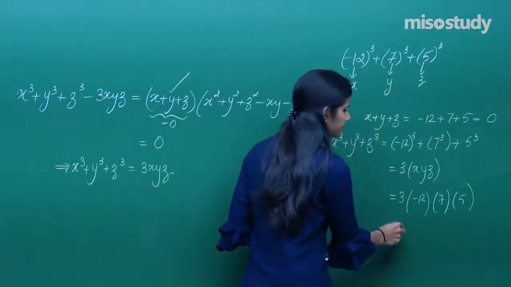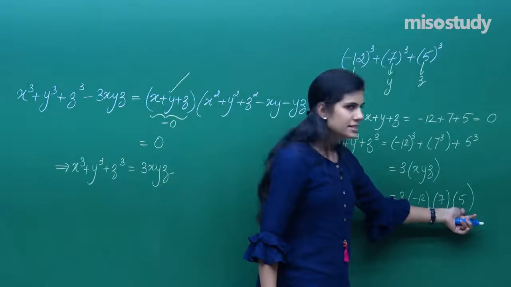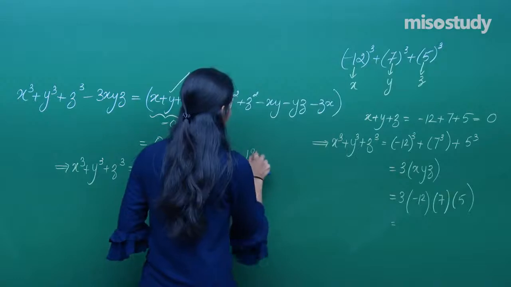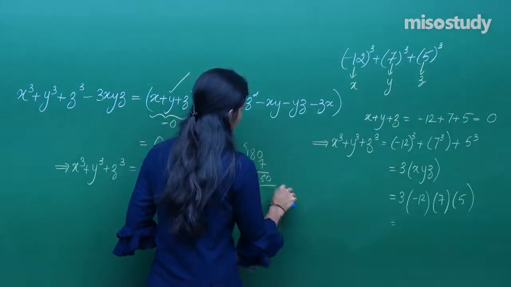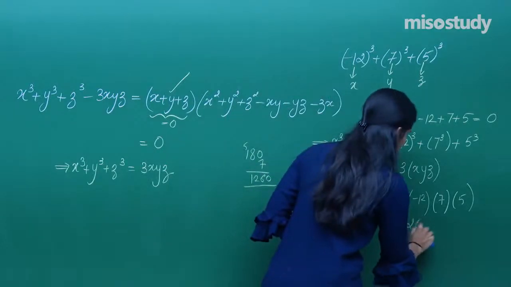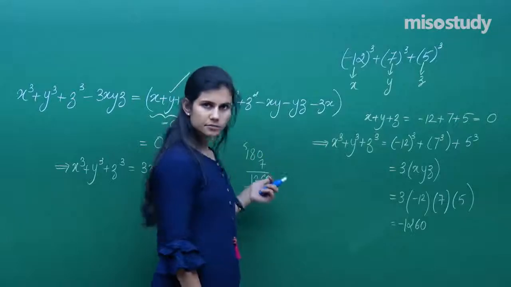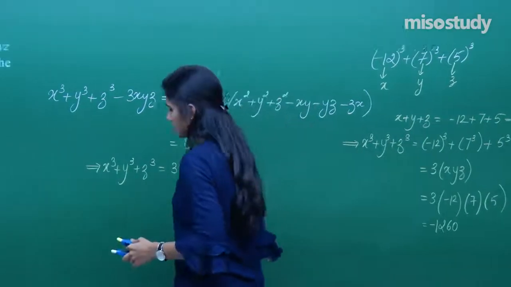So here what do you have? 12 into 5 is 60. 60 into 3 is 180, and 180 into 7 is 1260, and therefore you get 1260 with a minus sign. Is it clear? Fine. So that's how you calculate this answer.